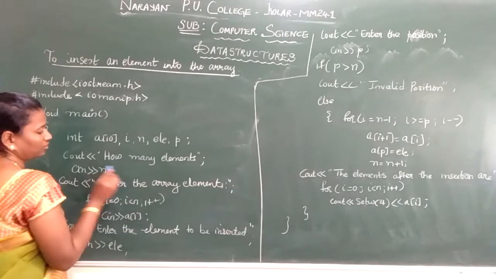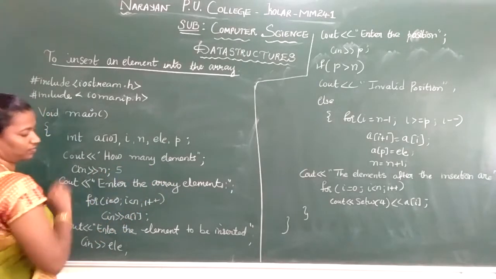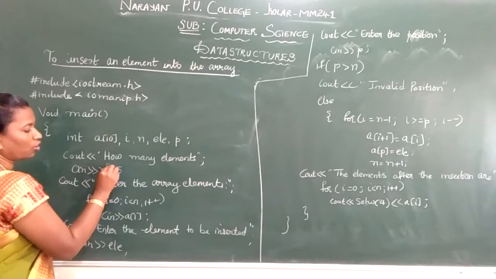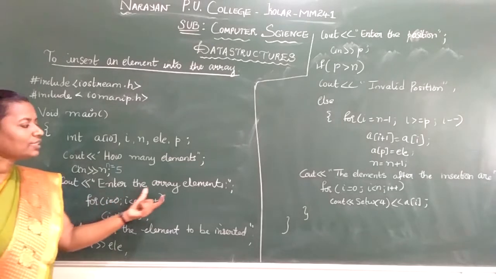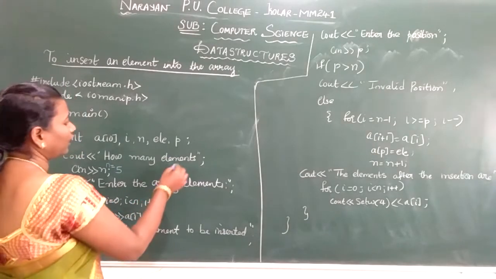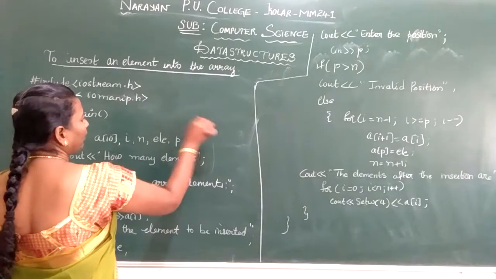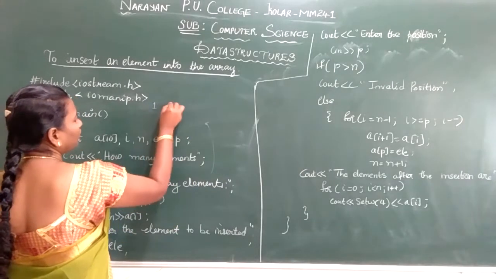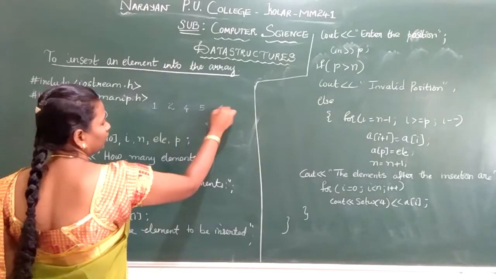How many elements? So how many elements you want to insert? Imagine I want to insert 5. So where my 5 will be stored? In the variable n. So what is my n value? 5. Now enter the array elements. Imagine here I am entering my array elements. What are my array elements? Here I will write. I am entering my array element as 1, 2, 4, 5, 6.